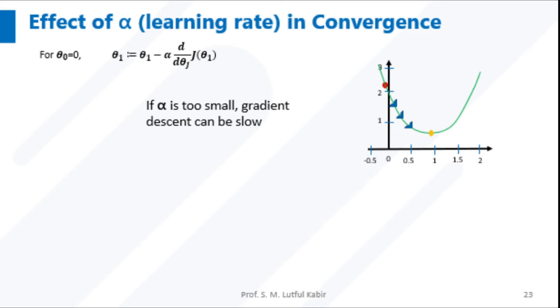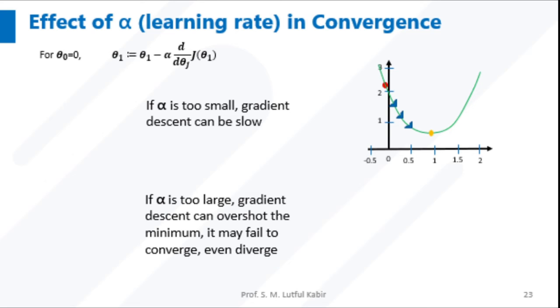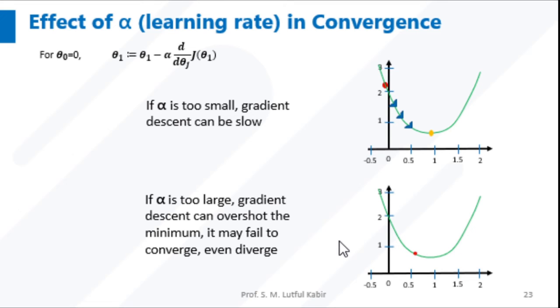On the other hand, if alpha is too large, then gradient descent can overshoot the minimum. It may fail to converge, or it may even diverge. So let us see that by another example. If you start at a point and you find the slope at that point, or the derivative of the function J at the initial point marked by a red point, and you multiply that derivative with a large value of alpha, you may end up with a new point.